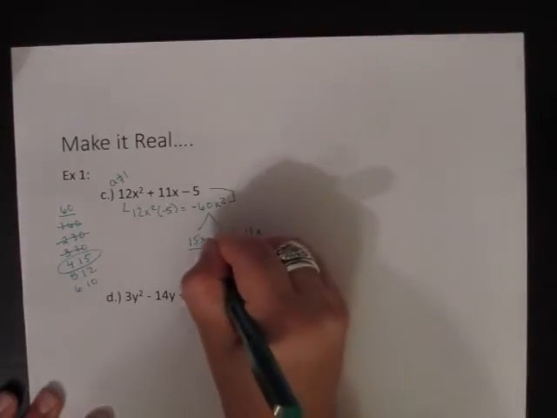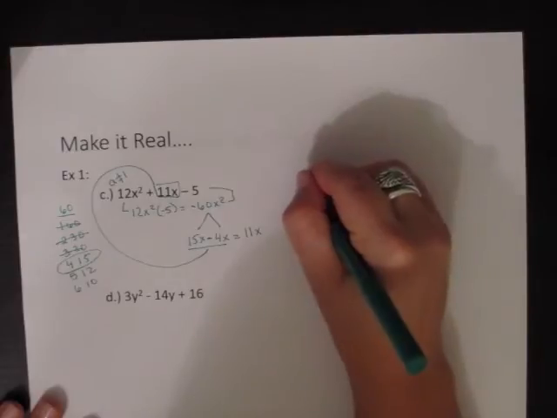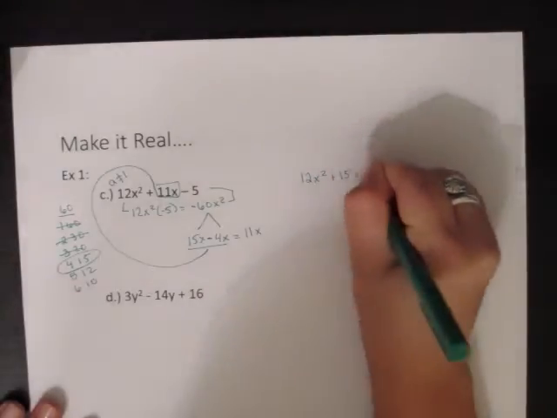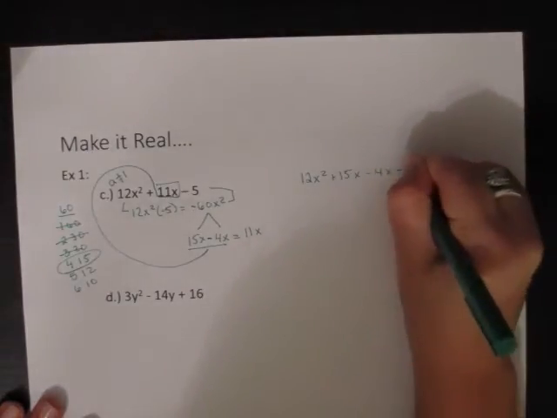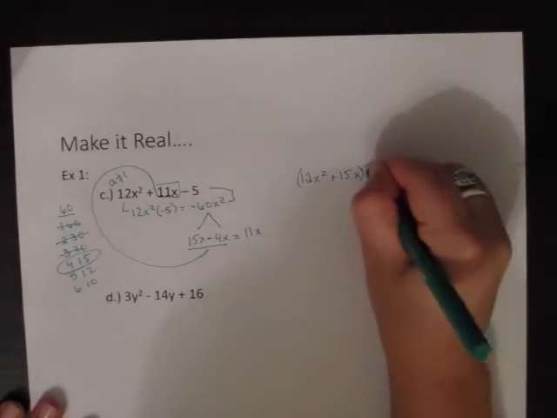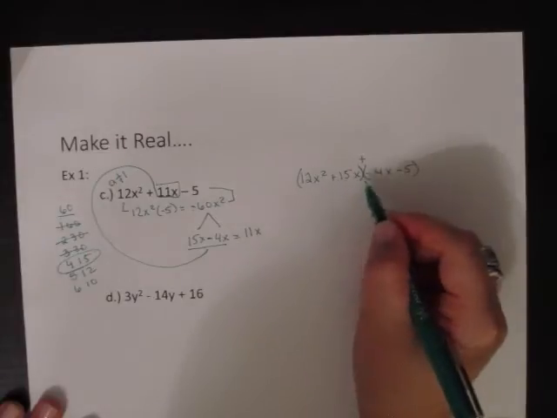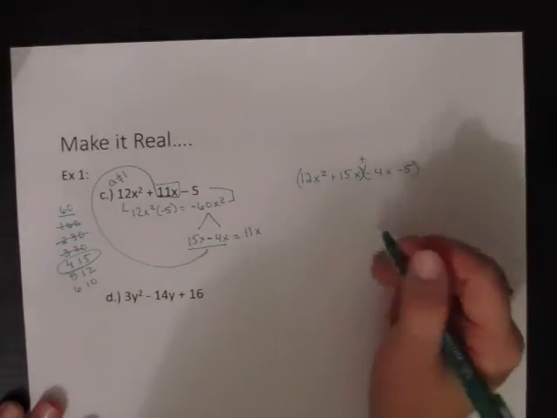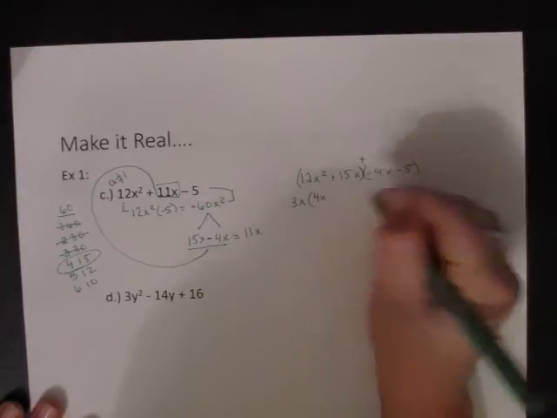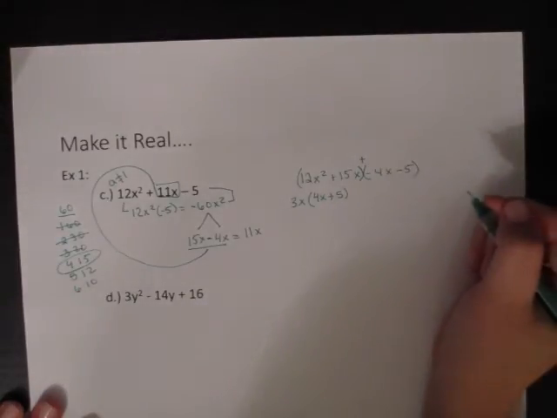So I take what I just found, I plug it in for my b, and I write my 4 terms. So I've got 12x squared plus 15x minus 4x minus 5. Okay, got 4 terms, so I'm going to group. I'm going to put my parentheses. If I have 12x squared plus 15x, what I can pull out of that one is 3x, and it will leave me with 4x plus 5.